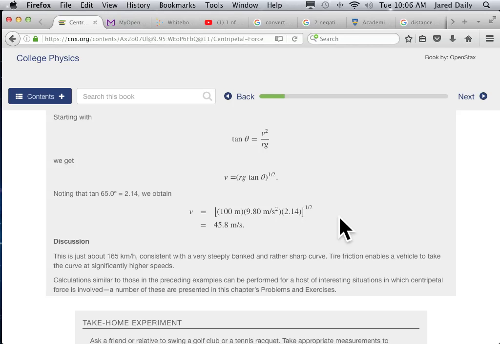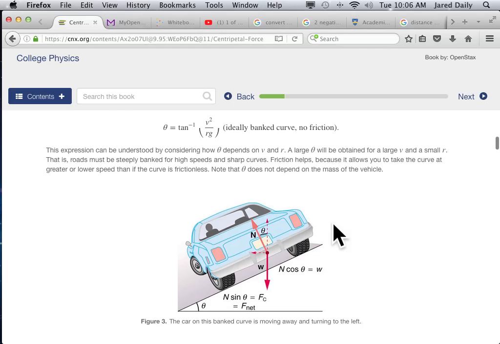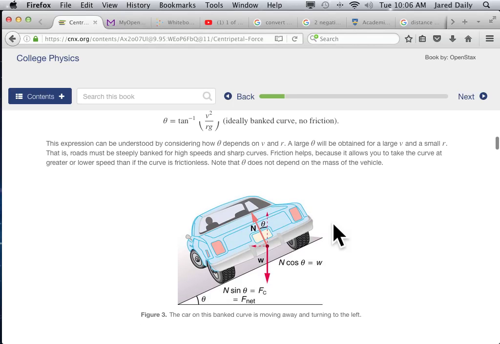Now this is ideal. What does this mean? What does ideal mean in this case? This means that the friction is not going to have to do any work for you. This means that the curve is banked perfectly for the car to turn at that perfect speed. And that's exactly what they want to happen in a race, but it's never exactly what happens.